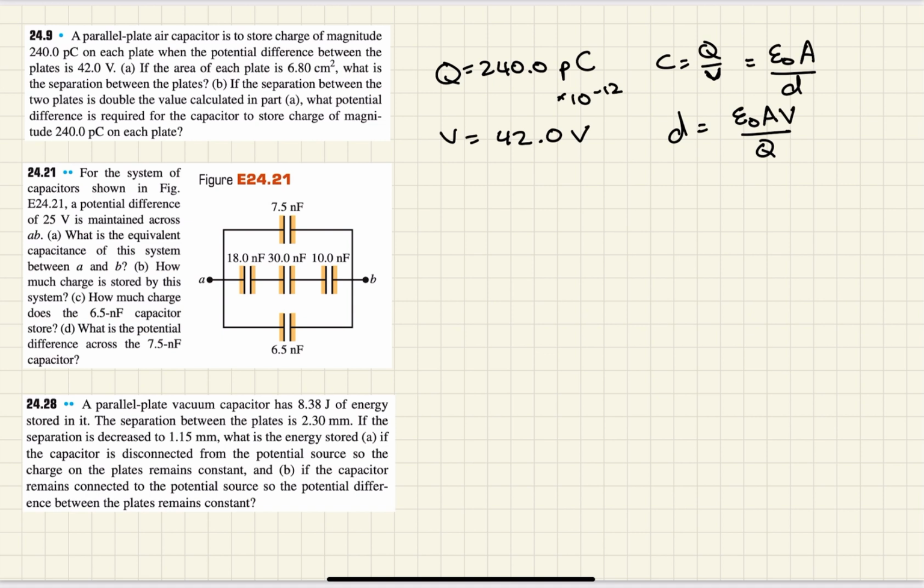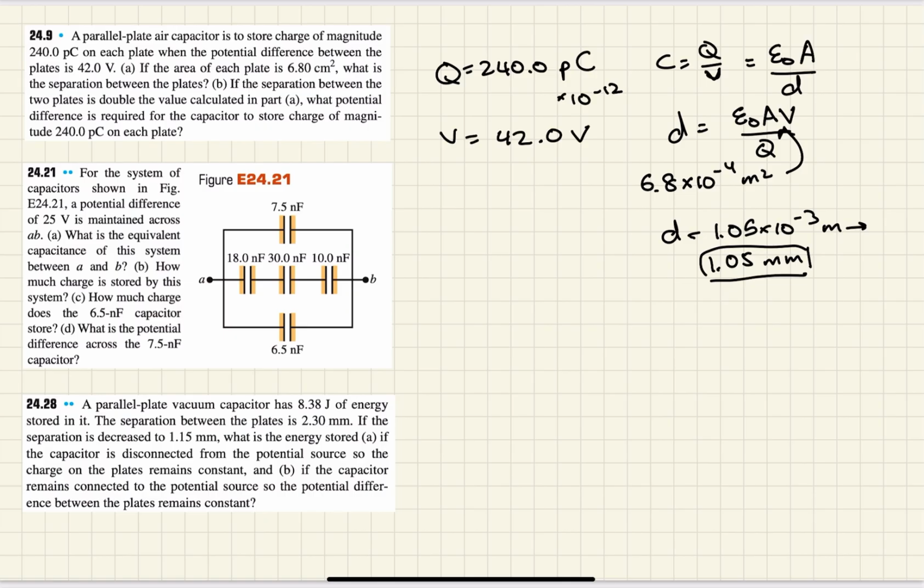Plugging in what we know, epsilon naught is 8.85 times 10 to the power of negative 12. A is 6.8 centimeters squared, which you convert to 6.8 times 10 to the power of negative 4 meters squared. V is 420, and Q is 240 times 10 to the negative 12, or 2.4 times 10 to the negative 10. You get a total separation distance of 1.05 times 10 to the power of negative 3 meters, which you can write as 1.05 millimeters. That's a pretty small distance, but for a capacitor it makes sense, because capacitors are pretty tiny.